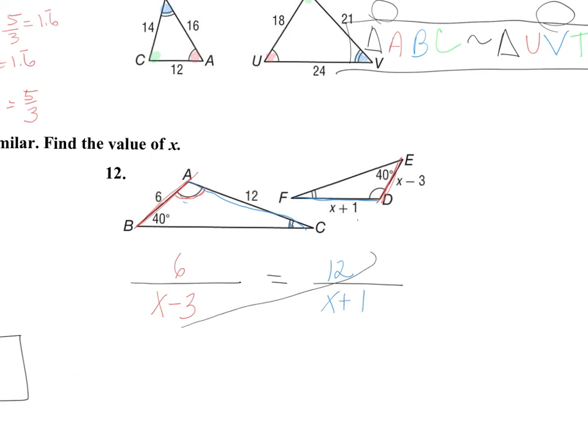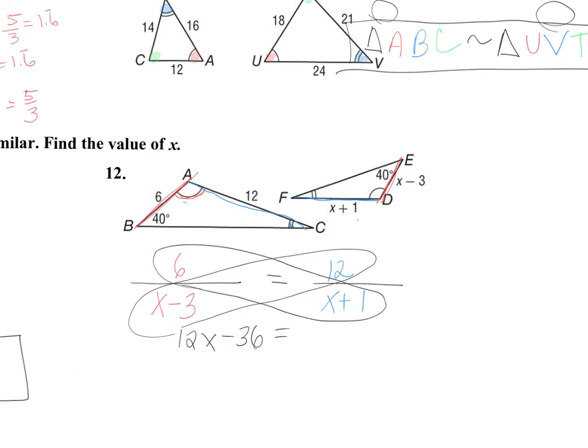So I'm going to do my cross multiplication. That is going to give me 12x minus 36. And this I'm going to cross multiply. And this is going to give me 6x plus 6. And now I'm going to solve. So that's going to give me 6x on this side and 42 on that side. And I'm going to have x is equal to 7.